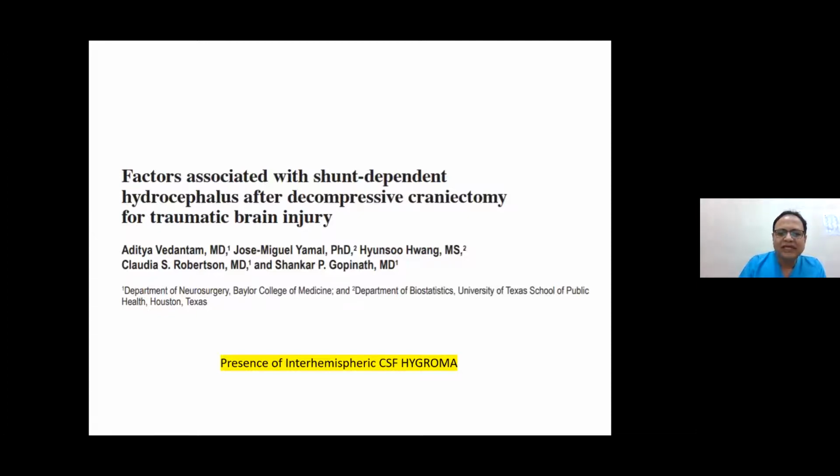So the presence of an interhemispheric CSF hygroma is a harbinger that the patient is more likely or prone to post-traumatic hydrocephalus and may need a shunt. This is what the published paper says, that if a patient has developed this interhemispheric collection, then they should be warned that this patient will come back for a shunt at a later date.